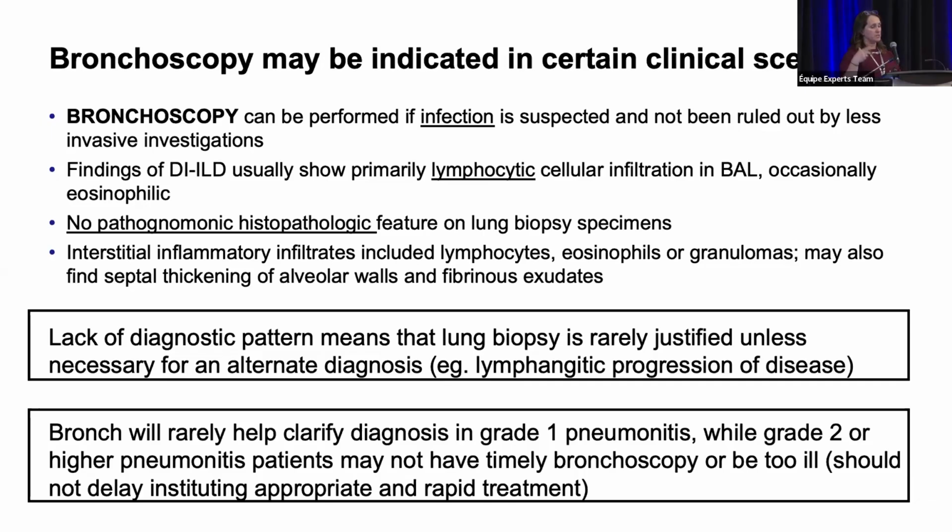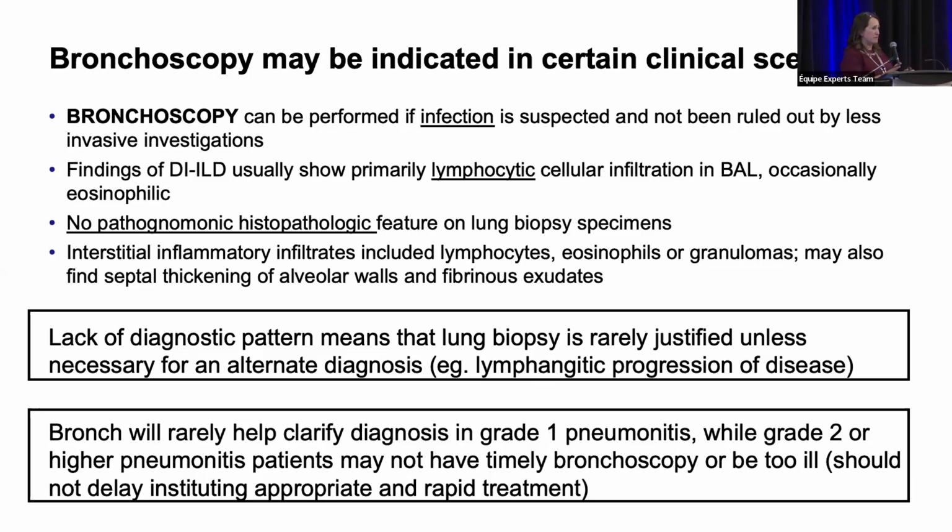If we do biopsy, when I have done transbronchial biopsies, and most literature shows that it's a lymphocytic infiltration that we end up seeing on tissue, sometimes eosinophilic, common to drug toxicities in general. You may find granulomas, septal thickening. These are some of the chronic changes with lung injury in general. Again, non-specific. So because there's a lack of a diagnostic pattern, it means that the lung biopsy is rarely justified unless we're ruling out another diagnosis, okay? And that the bronchoscopy will rarely help clarify a diagnosis with a grade 1.